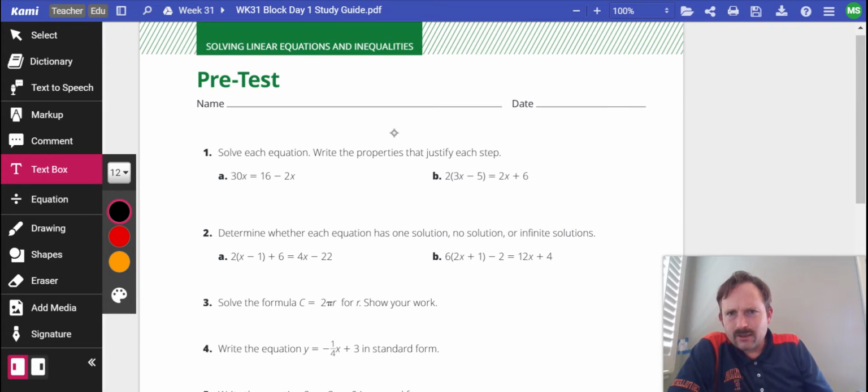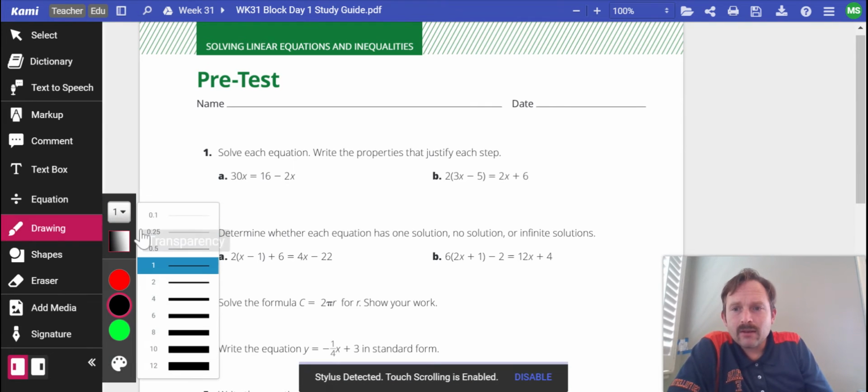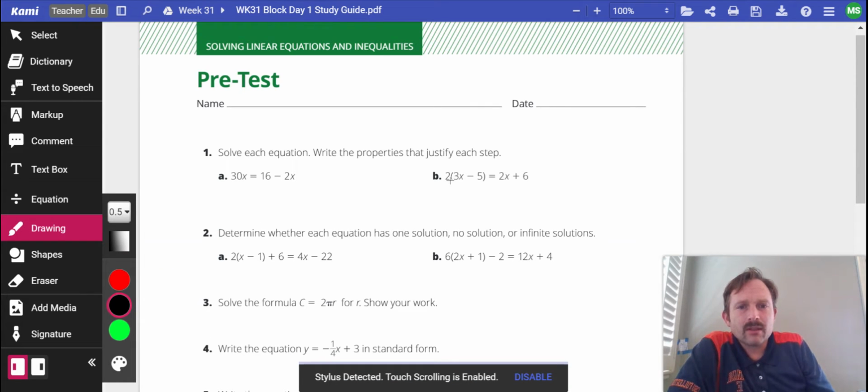All right, everybody. Here's a week 31 block day 1 study guide. Now, reviewing it, I noticed, oh man, there's not enough space. So we'll try to do what we can do, okay? So I'm going to make this a little bit smaller.